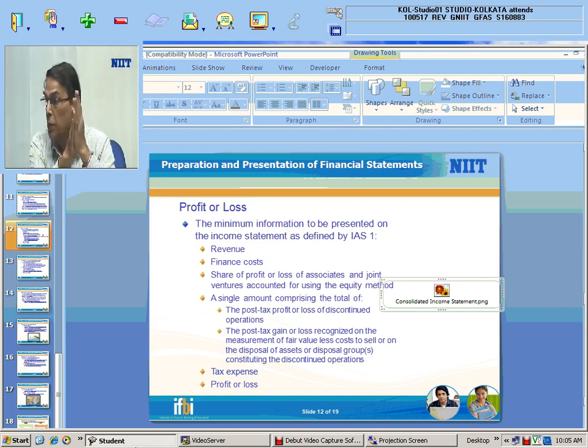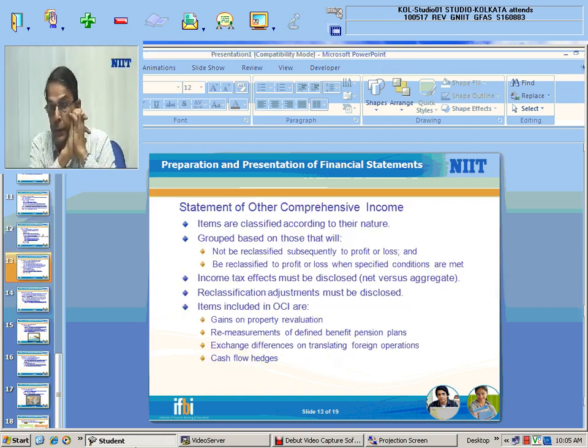Next we talk about the statement of other comprehensive income, OCI. Here items are classified according to their nature, grouped based on those that will not be reclassified subsequently to profit or loss. So you can have groups. One group are the items which are not to be reclassified subsequently to profit or loss. The other group may consist of items which can be reclassified to profit or loss when specified conditions are met.